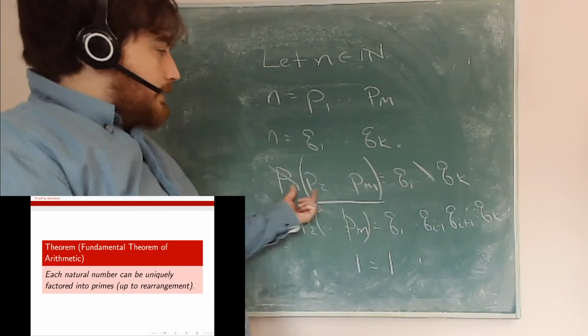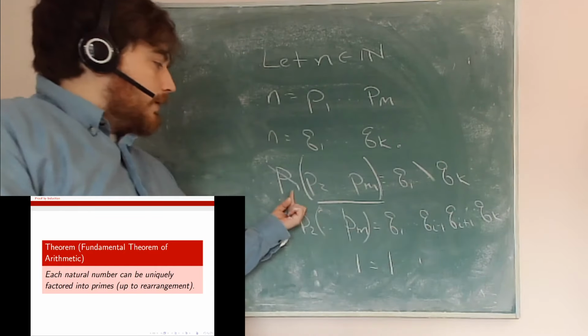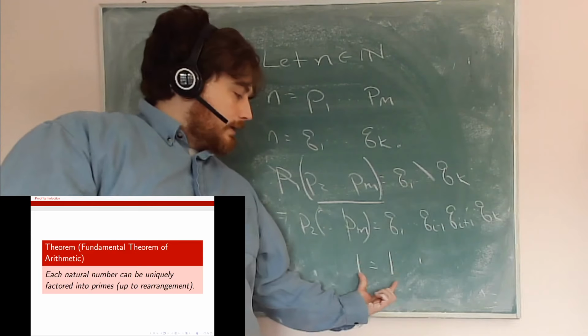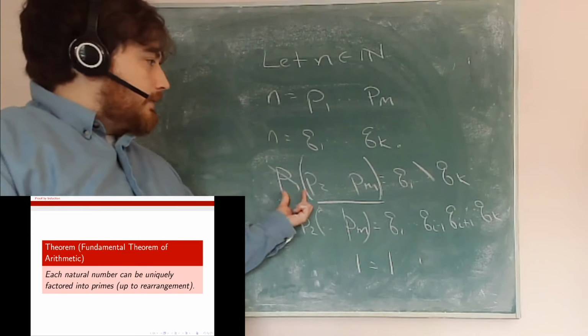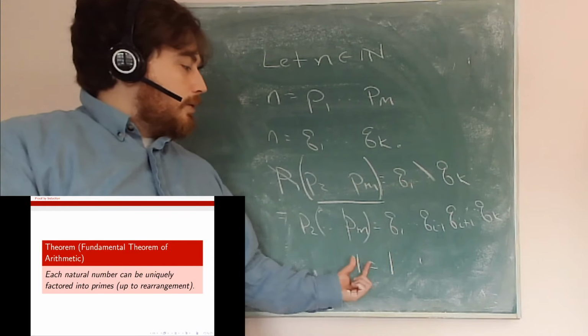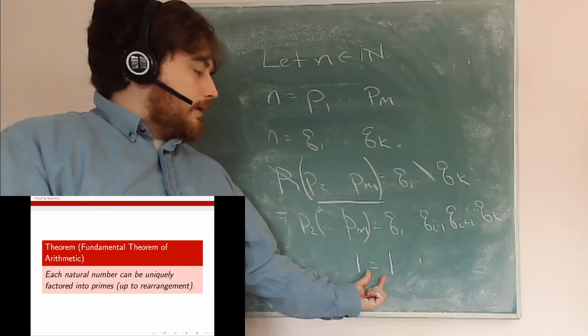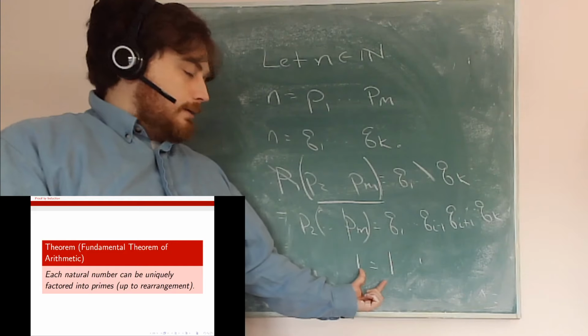So each time I was able to factor, I was able to take out one of the terms. In the end, I end up with no more primes left. So I have to have exactly the same number of primes, because at exactly the same point after factoring, I'm going to get 1 left.